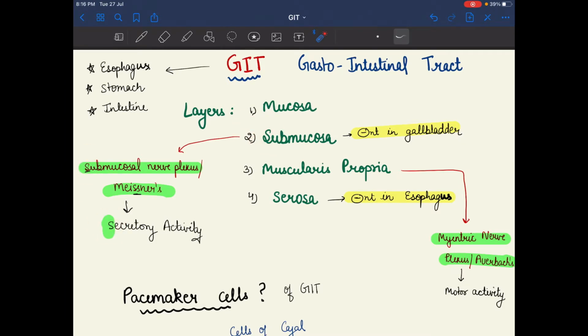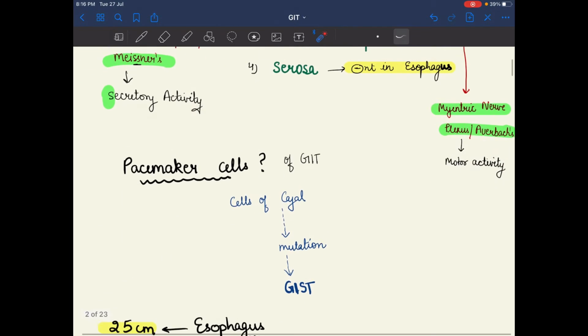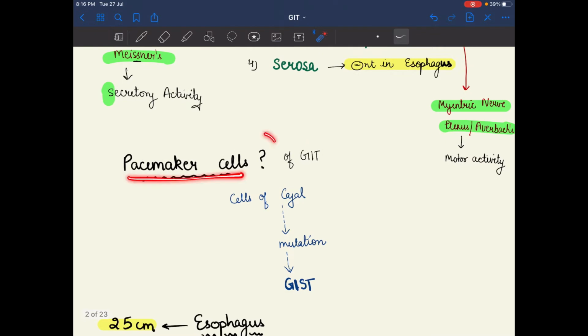So this is the intro of the GIT. Let's also revise some points. The pacemaker cells of our GIT are the cells of Cajal. If there is a mutation in the cells of Cajal, then it leads to gastrointestinal stromal tumor. So GIST is due to mutation in cells of Cajal. Please remember this point also.